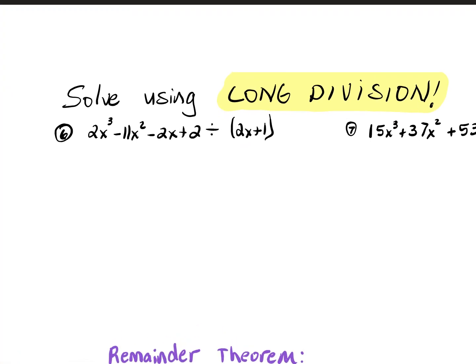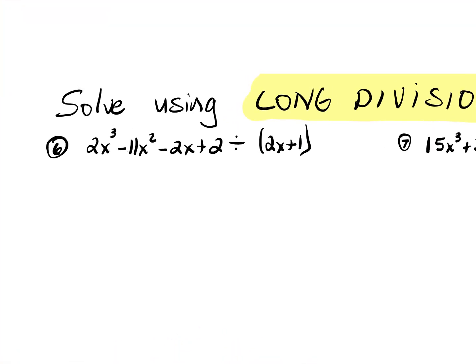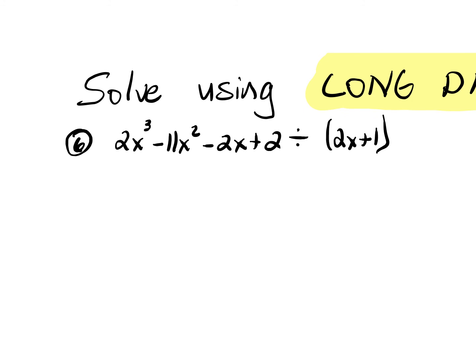So, long division. For number 6, you have 2x cubed minus 11x squared minus 2x plus 2 divided by 2x plus 1. You have all of your powers represented. You don't have any holes anywhere. So put the 2x plus 1 on the outside, and the 2x cubed minus 11x squared minus 2x plus 2 on the inside.